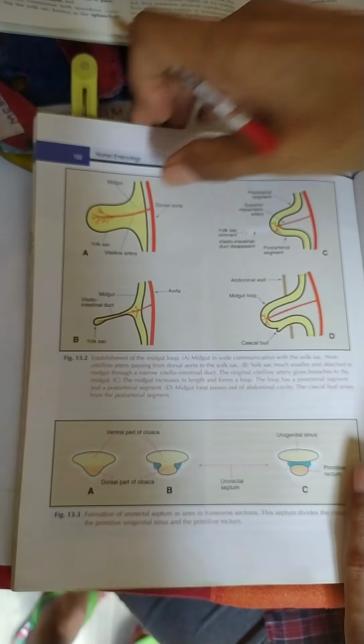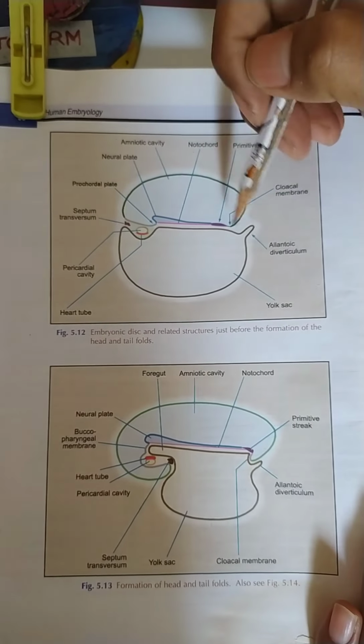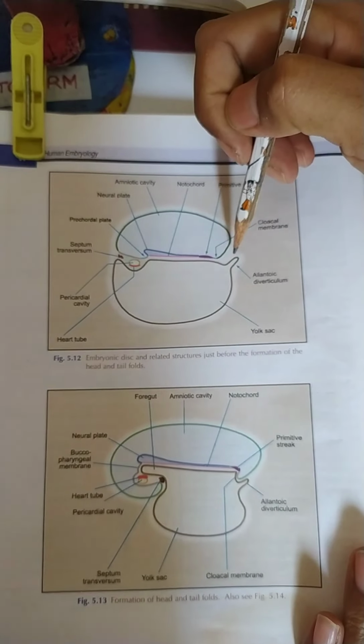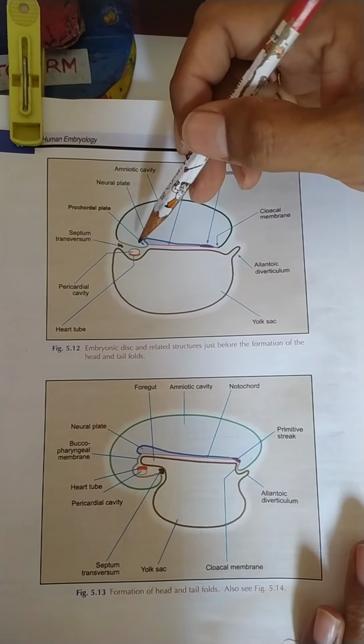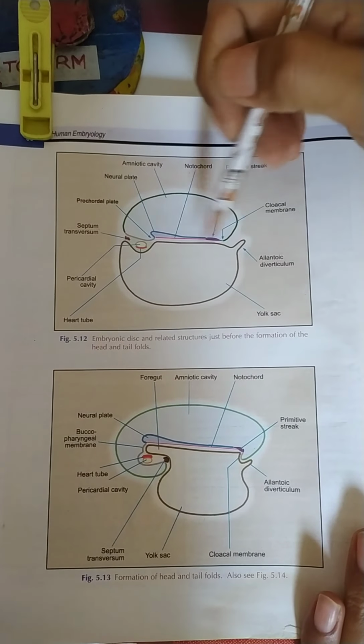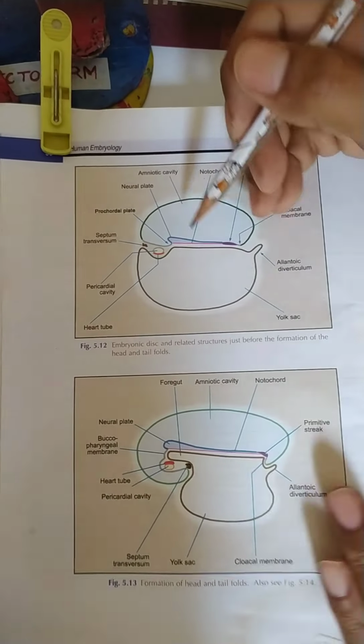Now we come to the longitudinal or craniocaudal folding. This is called craniocaudal folding, or cephalocaudal folding, or head and tail folding. This side is the head side and this is the tail side. So this is the sagittal section. The earlier one was the cross section, and this is the sagittal section.